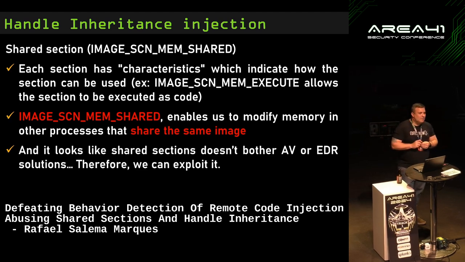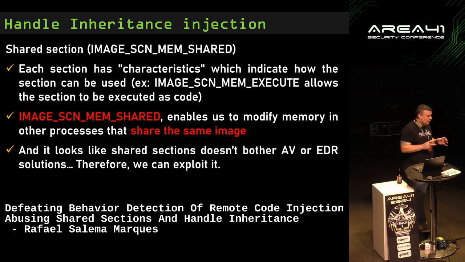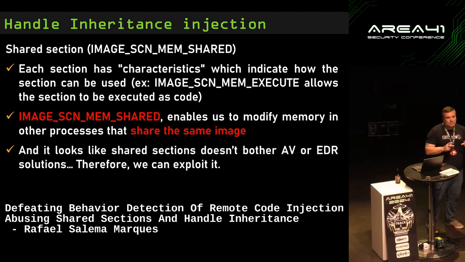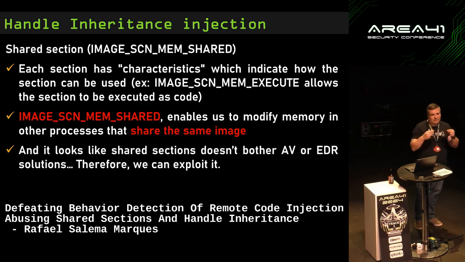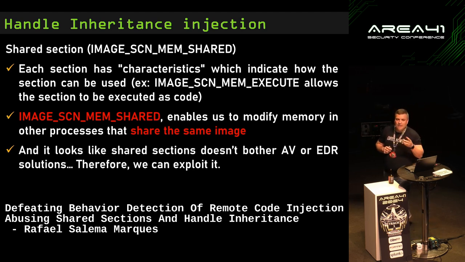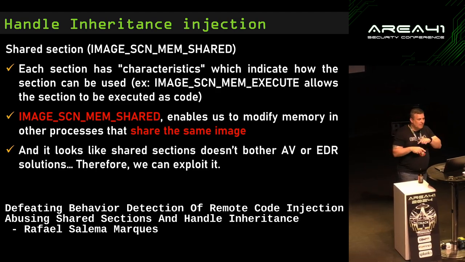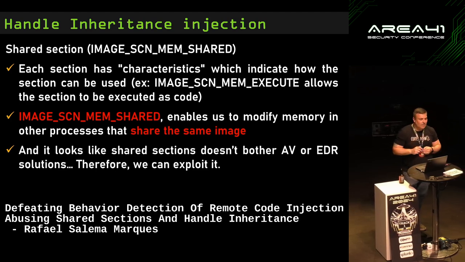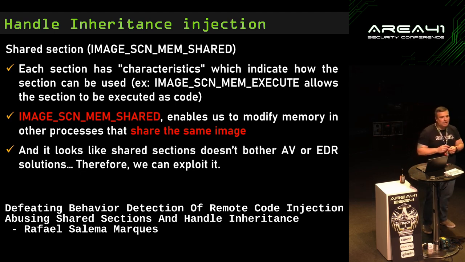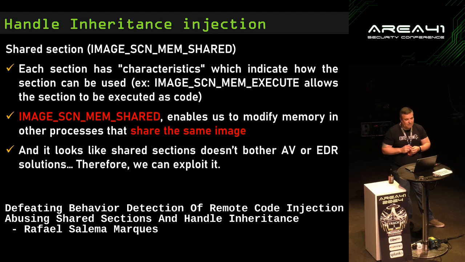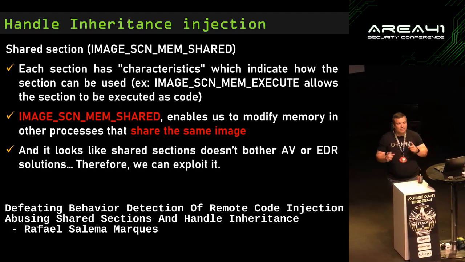It's not that common to find this characteristic in a section because with a shared section, if I have the same image loaded in memory, both processes can share this memory area. So if process A writes in this area, process B can read it, and if B writes, process A will have the same information in both processes without calling some APIs to protect and unprotect the memory area, to change its permissions. And this is good regarding malware because we can share information between processes.